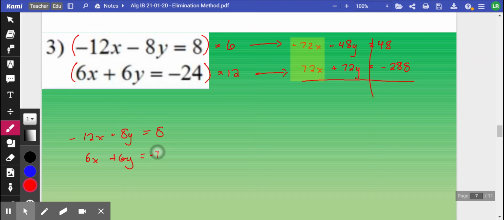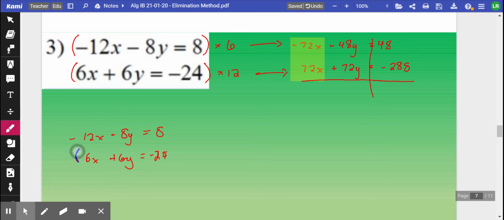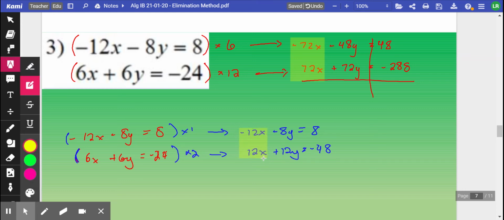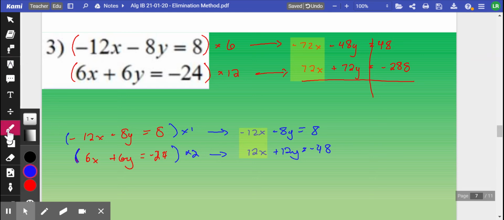Some people would look at this problem and say, well, hey, wait a second. If I multiply this 6 on the bottom by 2, that's going to give me a 12x, and I can leave this one alone and watch what happens. So it's not the foolproof way, but it's a little different. Got negative 12x minus 8y equals 8 because you multiplied by 1, you left it alone. The bottom, I would get 12x plus 12y equals negative 48. Okay, notice I have opposites with my x's. So that would be a valid way to do that first step of making opposites.